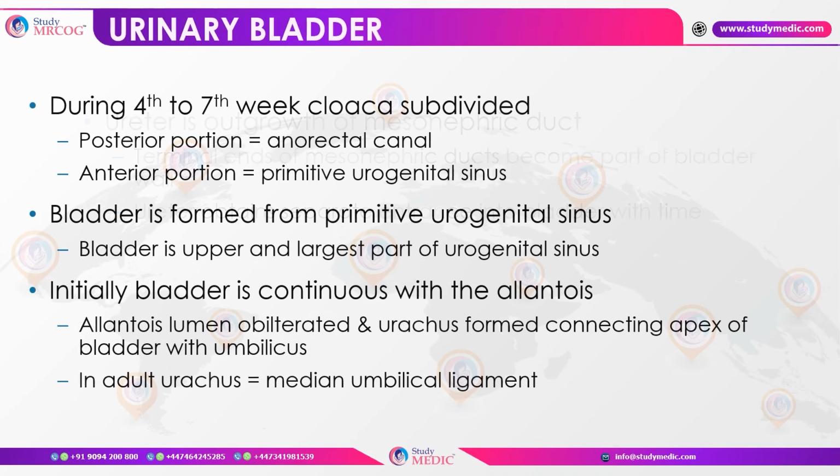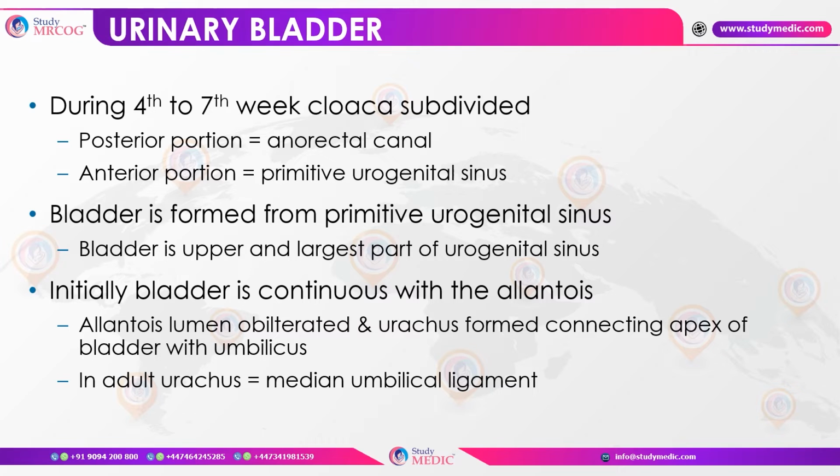Now, coming to the development of the urinary bladder, as we were already seeing, the cloaca gets subdivided by around 4th to 7th week. The posterior part is going to be a part of the anorectal canal, and the anterior part, which is the primitive urogenital sinus, will give rise to the urinary bladder. It is basically from the upper and the largest part of the urogenital sinus which forms the bladder. Initially, if you see, the bladder is continuous with the allantois.